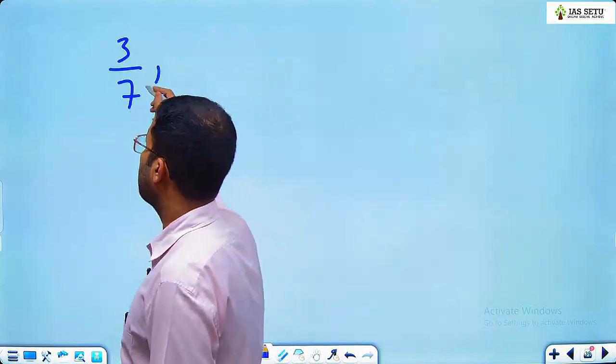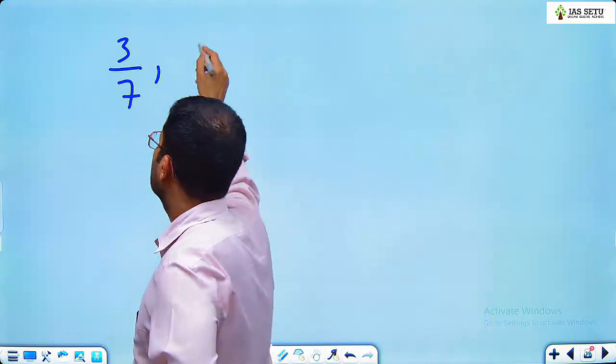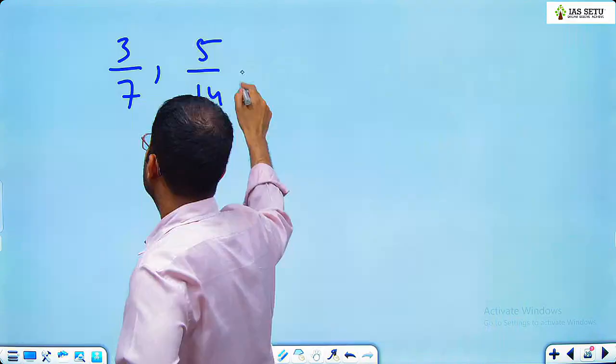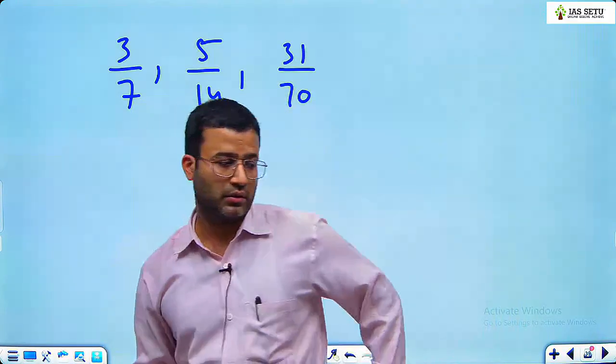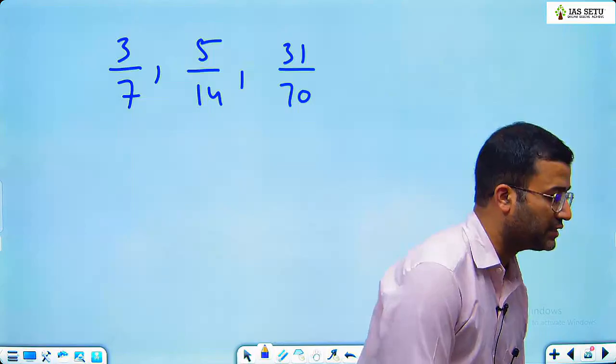3 by 7, 5 by 14, 31 by 70. We have to arrange these in ascending order.